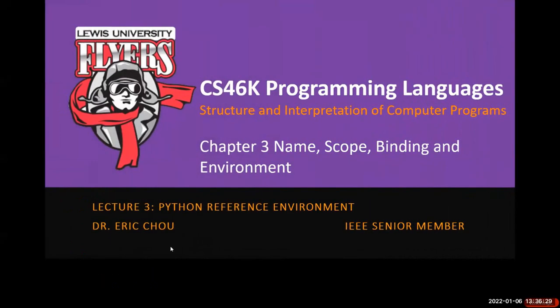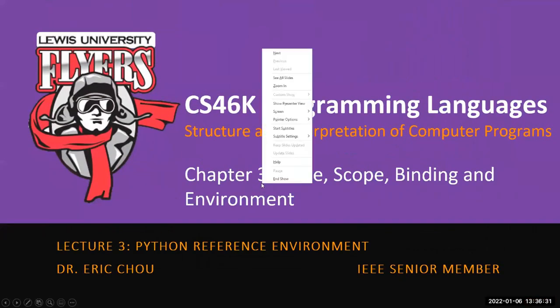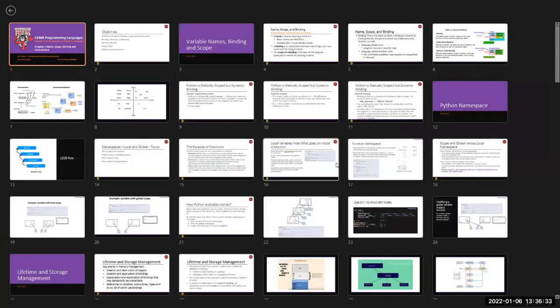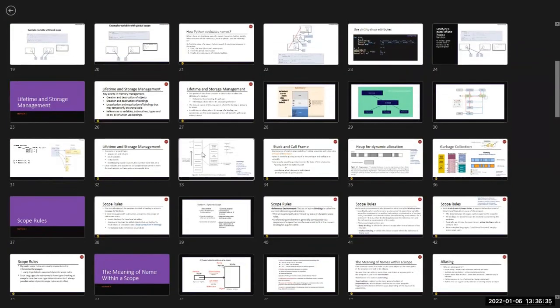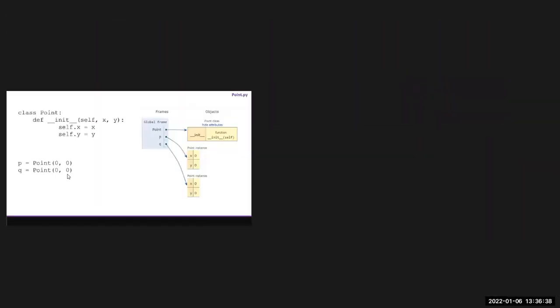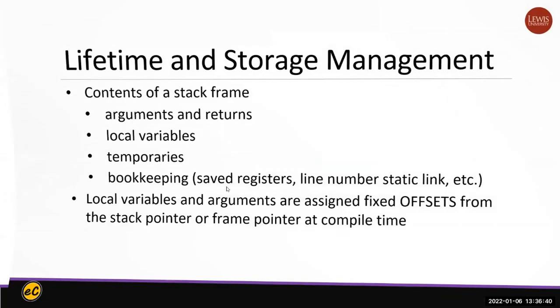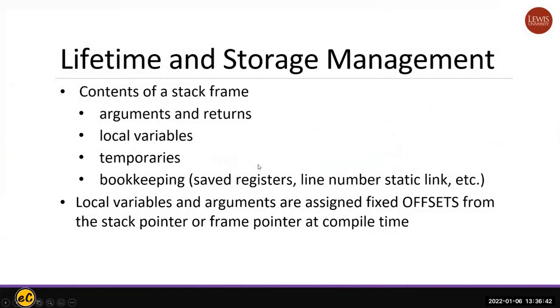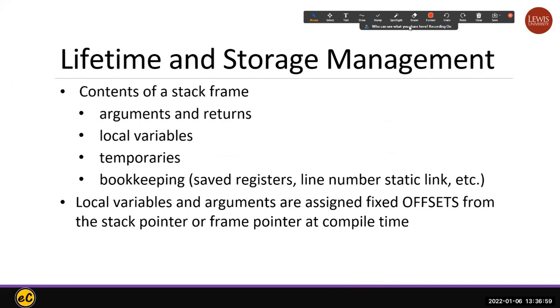Let's continue. That's actually the idea of the creation of an object, okay? So once the object is created, then the object exists. That's the lifetime of the object. Okay, that's the lifetime of the object. And the content of the stack is storing the local variables. So you store the arguments and the return value, local variable temporaries, and the bookkeeping, the registers. Okay. And local variables including the local variables and arguments. Okay. And it has an offset from your call frame.